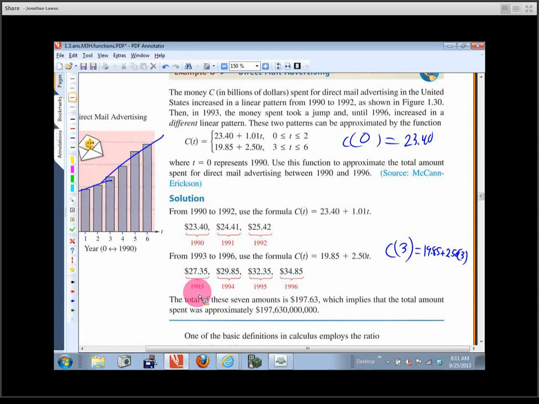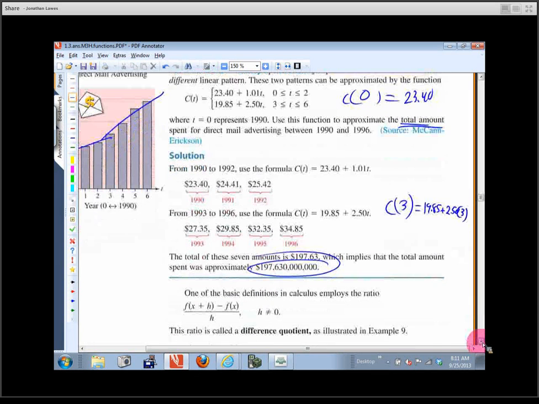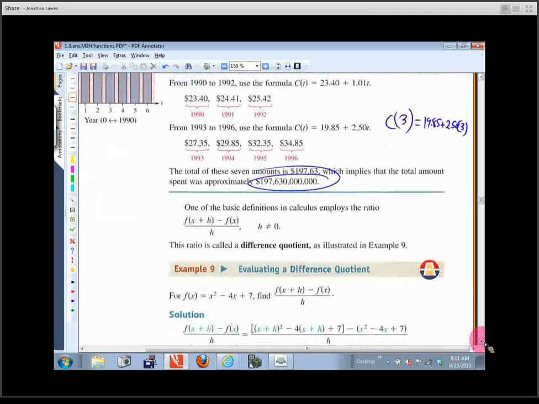Okay? And then it says total. So what would we have to do to get the total? Add all of those up. Add all 7 of those years up, okay? And that's the amount that was spent. $197 billion, okay? A fifth of $1 trillion. That is a ton of money, okay?